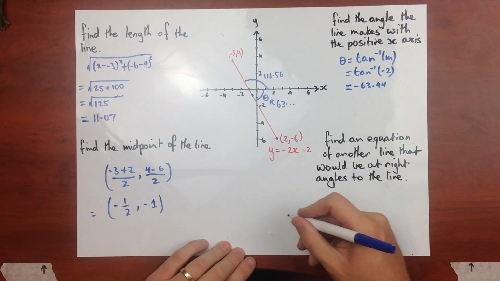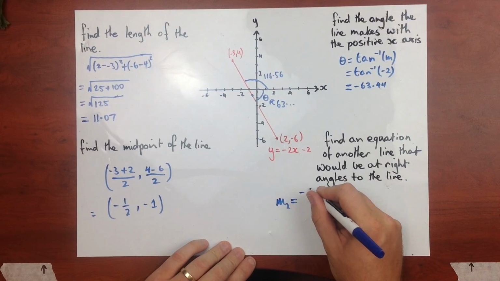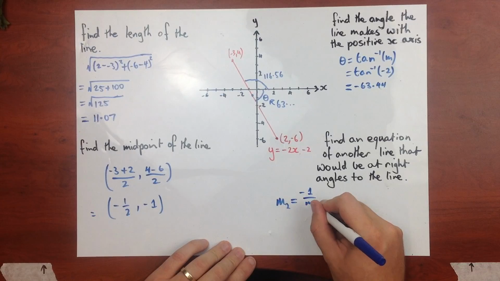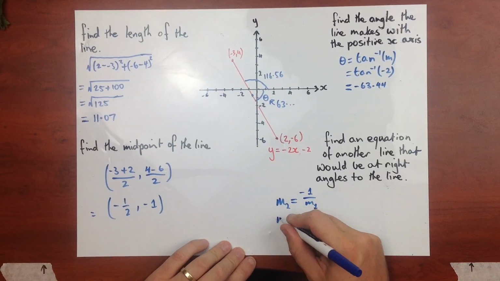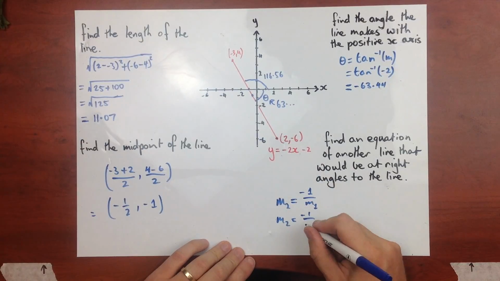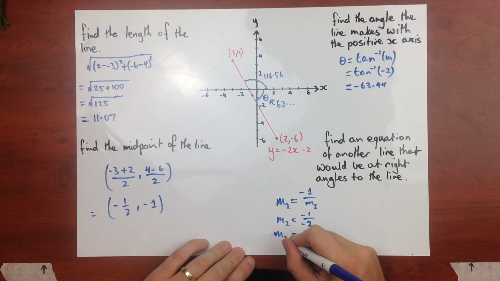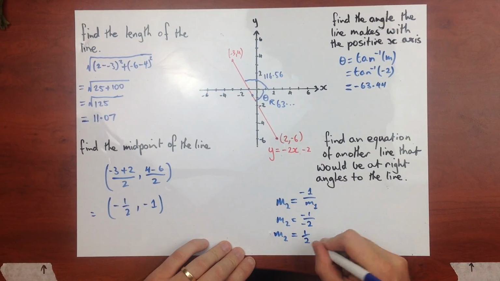Okay, find an equation of another line that would be at right angles to this line. Okay, so we know that our second one, m2, has to equal, our gradient, or our other line, has to equal negative 1 over m1. Okay, well, what was m1? We know from our equation it's minus 2. Okay, so that means our other gradient has to be positive 1/2.